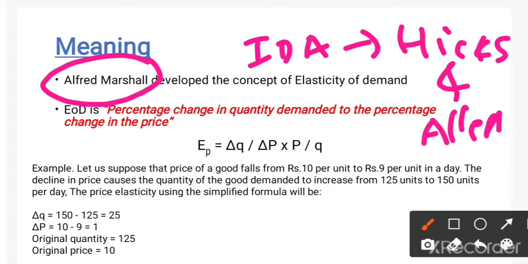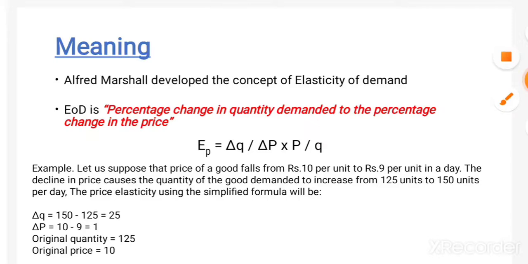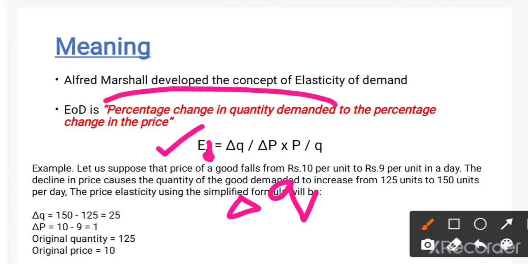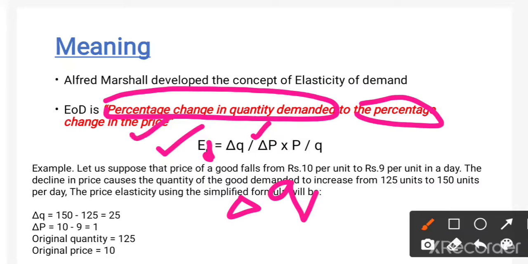Fine students, let's understand the formula of elasticity of demand. The formula is EP, no, it is ED. Elasticity of demand equals delta Q divided by delta P into P upon Q. Here delta Q is the proportionate change in quantity demanded, and delta P is the change in price. P is your initial price and Q is your initial quantity demanded.